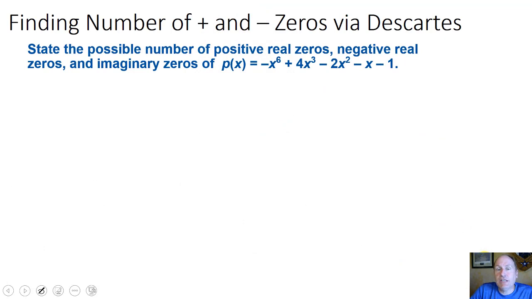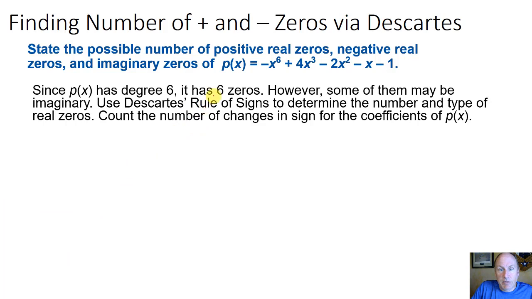So, finding the number of positive and negative real zeros, and again, Descartes' rule of signs is only for positive and negative real zeros. We've got this function, negative x to the 6th plus 4x to the 3rd minus 2x squared minus x minus 1. We want to find the real zeros using Descartes. First of all, using the fundamental theorem of algebra, since it's a 6th degree equation, we know there are a total of 6 complex roots. So we're going to use the rule of signs to determine the number and type of real roots. That can also help us figure out how many are imaginary, because the total of real plus imaginary has to equal 6.